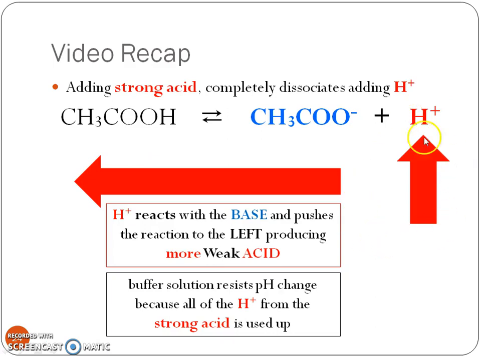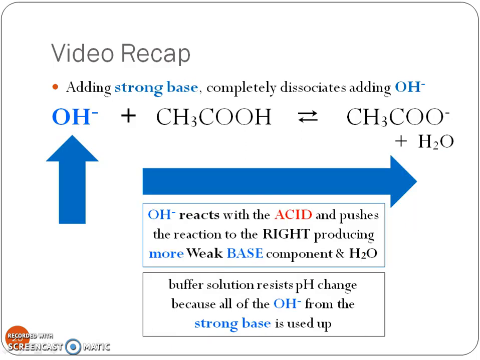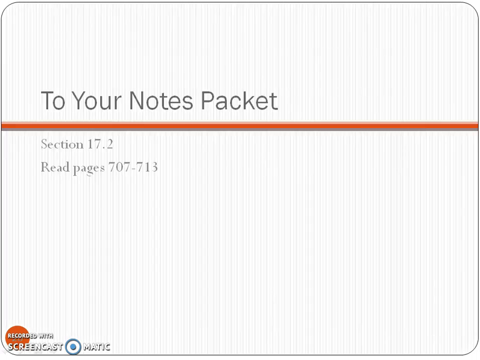So again, if we're adding more H+ to the system, according to Le Chatelier's principle, it's going to react with the base, forming more of that weak acid, resisting pH change. And if we add more strong base or more OH- ions, it's going to cause a neutralization reaction because we're going to react it now with the acid, again shifting it to the right side, making more conjugate base and water. I do want to bring that to your attention. In this particular reaction, you have to remember to add that water to make sure that it balances correctly.